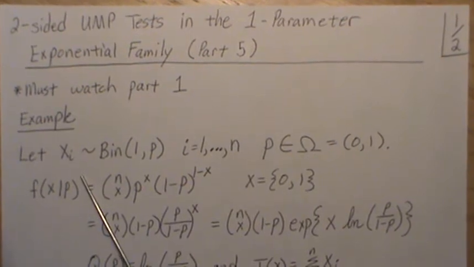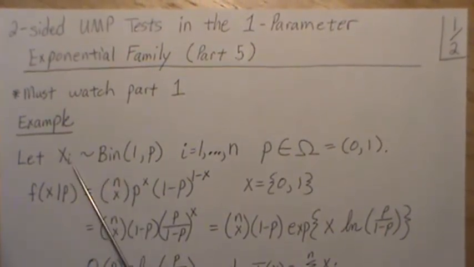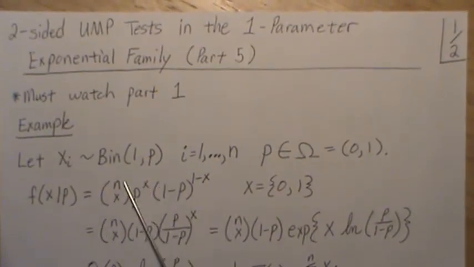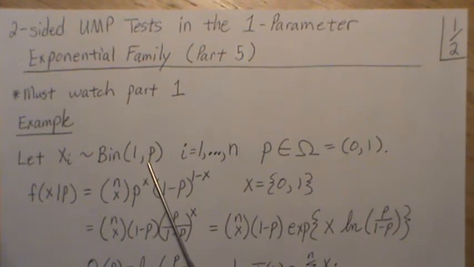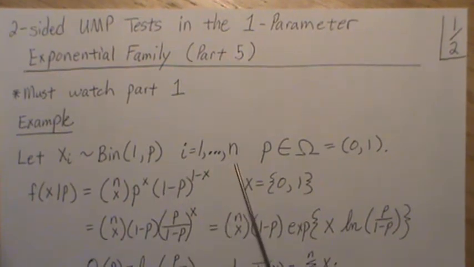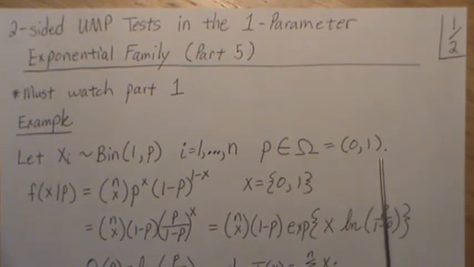So here we're going to be in the binomial setting. So x takes on the value 0 or 1. It's a Bernoulli with parameters 1 and p. p is the probability of observing a 1. We take a sample of size n. p is in the parameter space omega and can be anywhere between 0 and 1.